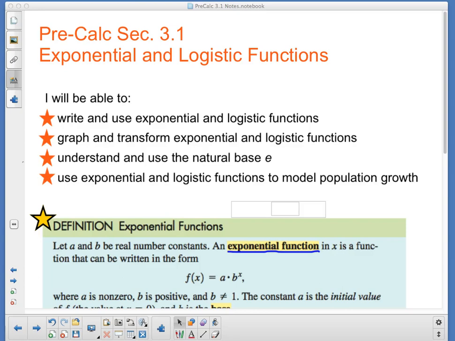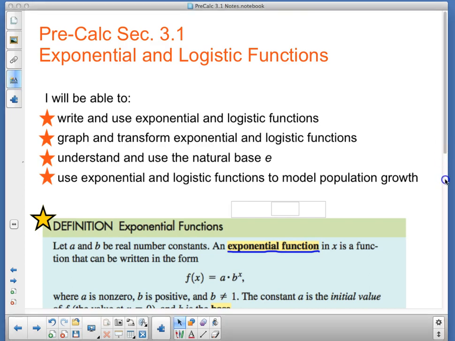This is PreCalc section 3.1. This is day 1 of 3.1. We've got day 2 tomorrow. Today we're going to write and use exponential and logistic functions, graph and transform exponential and logistic functions, and understand and use the natural base e. I don't know about understand and use today, but tomorrow we'll be using more of it. Use exponential and logistic functions to model population growth.